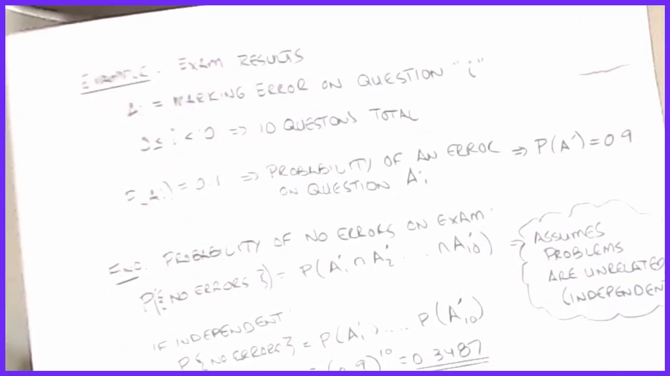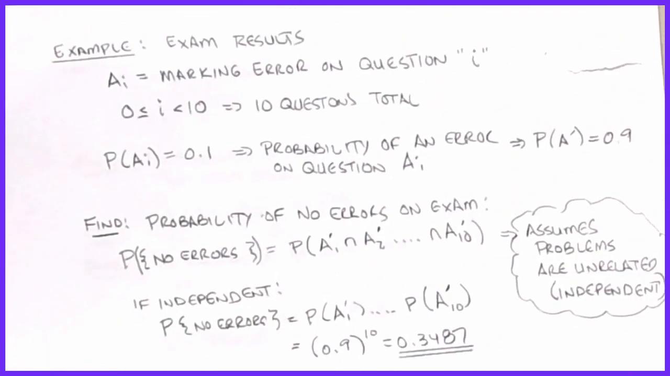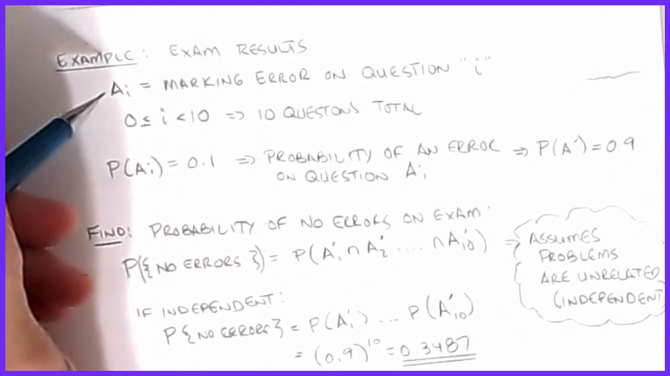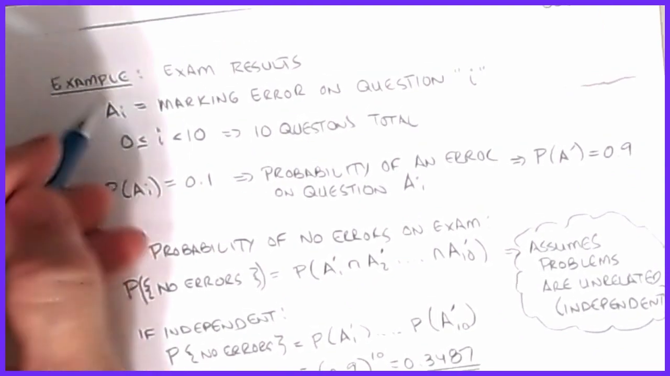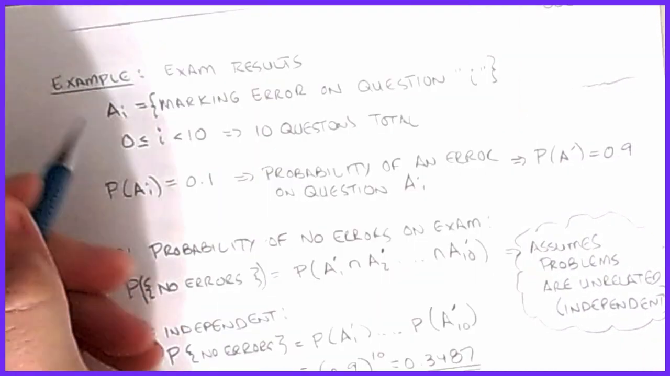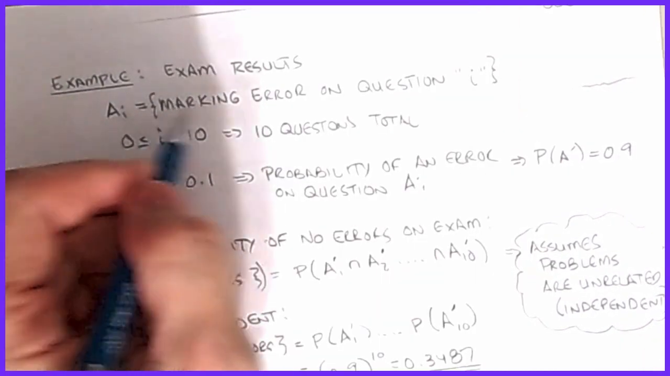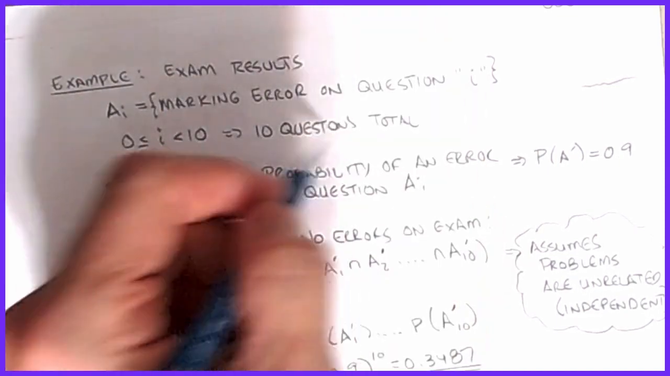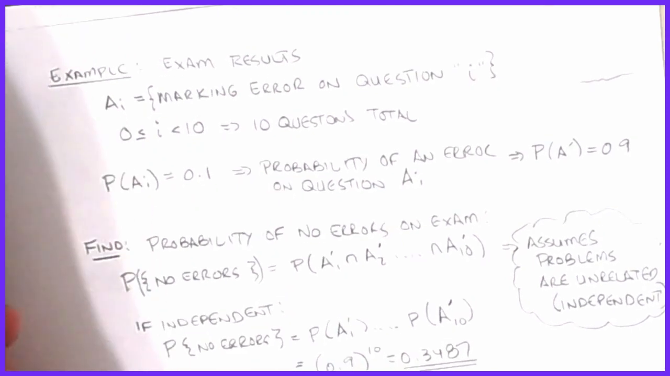All right, so let's try another one, a little bit more involved. What we have is a scenario with students taking tests. It's an exam results question. We're going to define our event A_i as being the event where a student marks an error on question number i, and the test has 10 questions total.